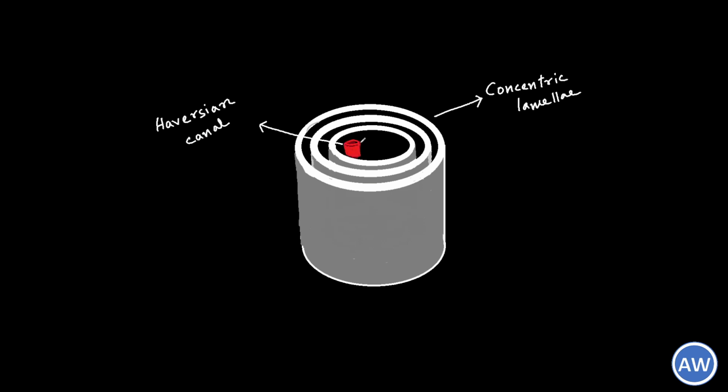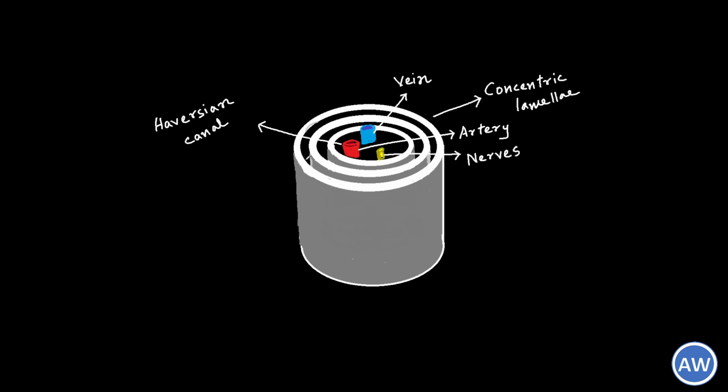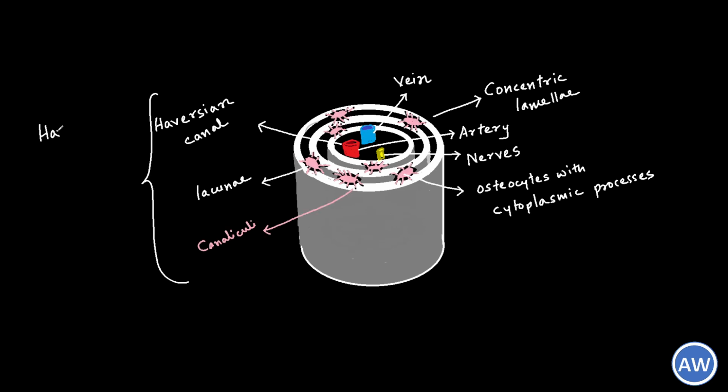The Haversian canal is occupied by blood vessels, nerve fibers, and some cells. The osteocytes will be occupying the spaces between the adjacent lamellae, a pattern very similar to the cancellous bone. One Haversian canal and the lamellae around it constitute a Haversian system or an osteon.